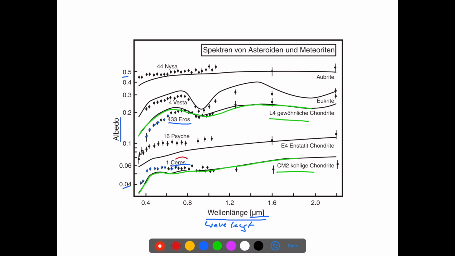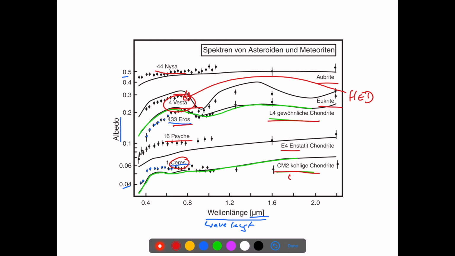So you find that Ceres in fact looks like a Cm carbonaceous chondrite, Psyche looks like an N-type chondrite, Eros like an ordinary chondrite, Vesta like a eucrite, and Nysa like an aubrite. And this is, for example, why the HED meteorites are usually referred to Vesta, because these eucrites, for example, look very similar to Vesta. And this can be done for other groups of asteroids.